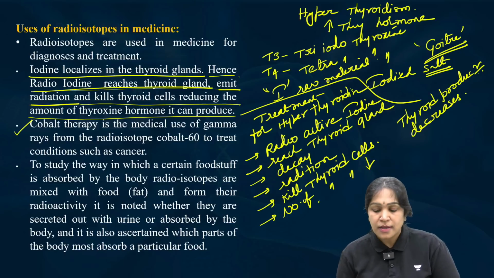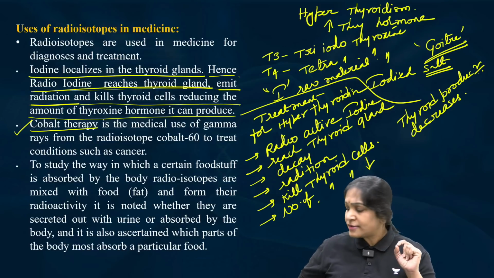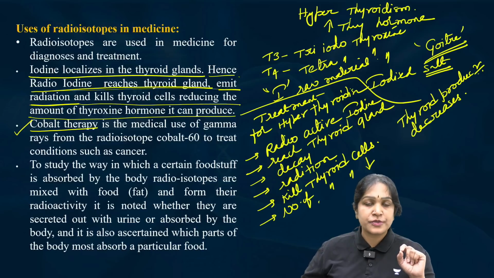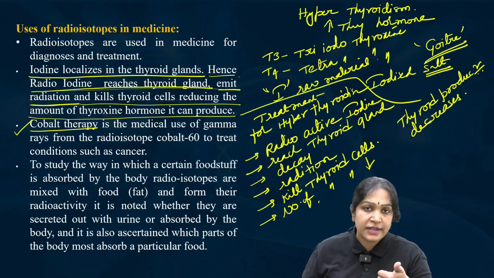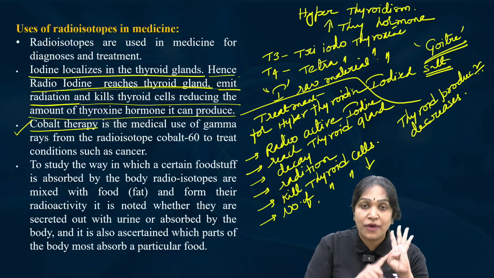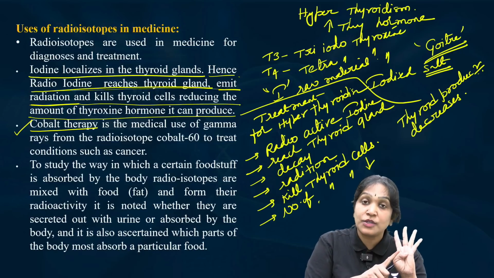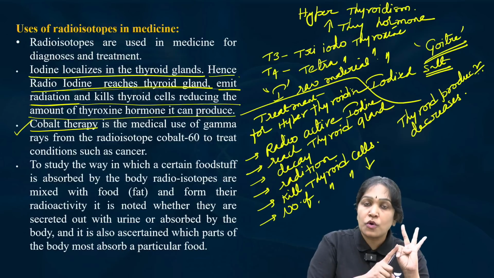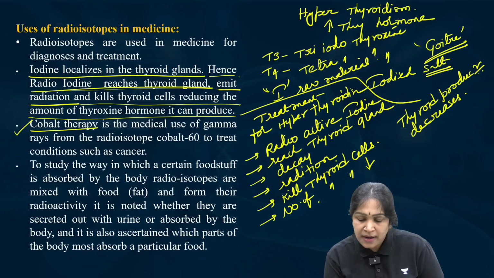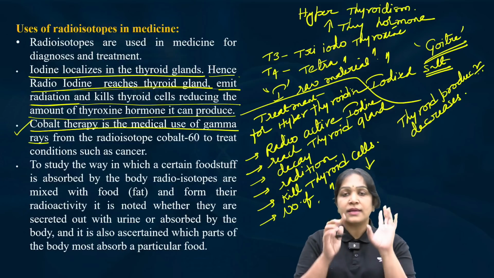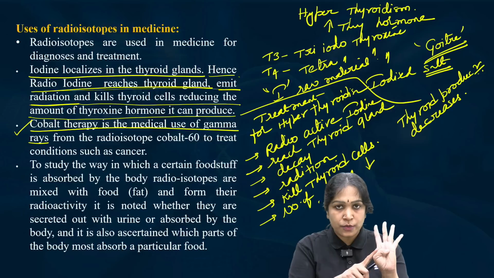Next application: cobalt therapy. For cancer treatment, what are the commonly used procedures? One is chemotherapy and the second procedure is radiotherapy, radiation. So what we do? We send cobalt to the cancer cells. The cobalt will undergo decay and emit radiation. Cobalt therapy is a medical use of gamma rays. I repeat, radioactive cobalt is delivered to cancer cells.